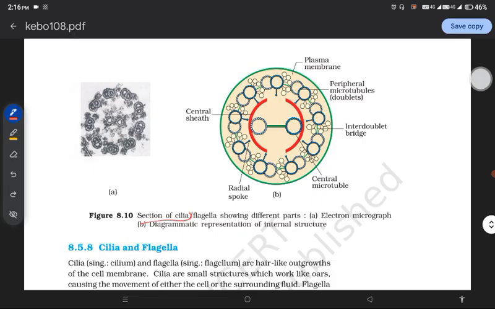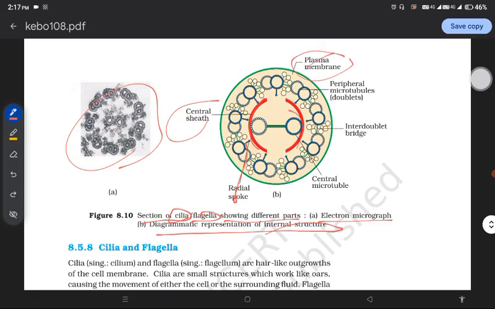Diagrammatic section of cilia and flagella showing different parts, electron microscope and diagrammatic representation of internal structure. ये रेडियल स्पोक है, सेंट्रल शीथ, ऊपर प्लाज्मा मेम्ब्रेन है और दो पेरिफेरल माइक्रोट्यूब्यूल, गोल गोल बिंदु जैसे हैं. पेरिफेरल माइक्रोट्यूब्यूल्स डुप्लेट होते हैं. ये इंटरडुप्लेट ब्रिज है, और ये सेंट्रल माइक्रोट्यूब्यूल्स हैं.